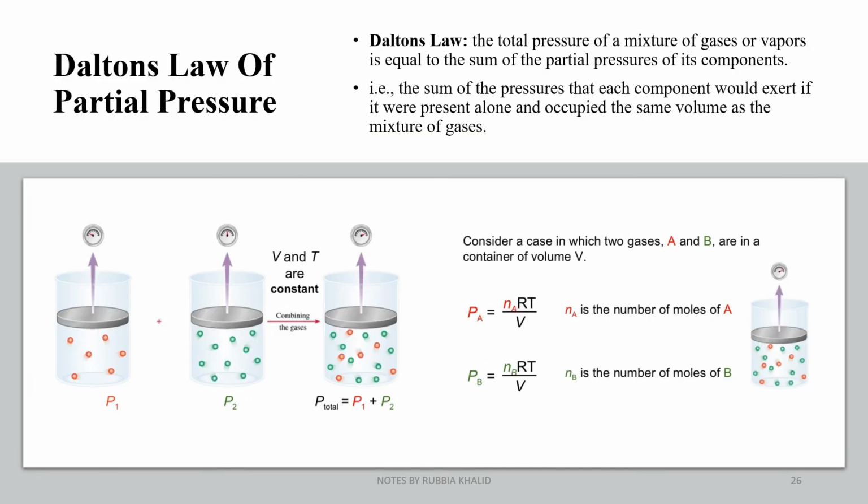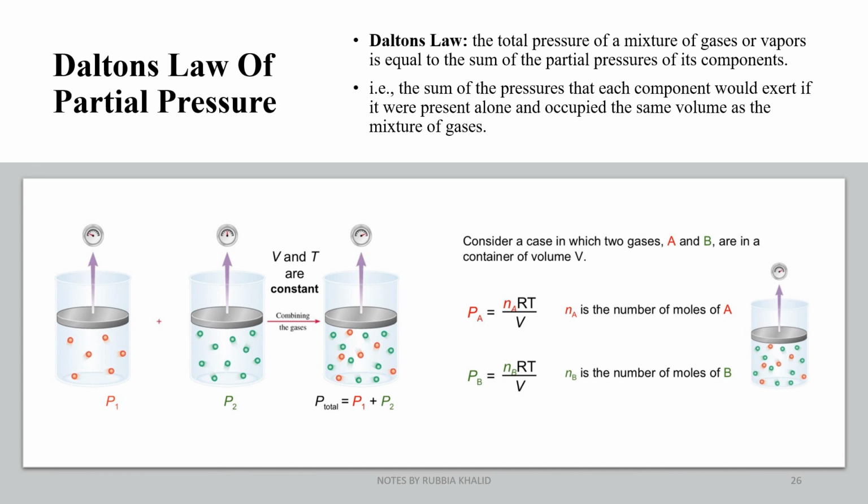Next we have Dalton's law of partial pressure. Dalton's law states that the total pressure of a mixture of gases or vapors is equal to the sum of the partial pressures of its components. That is, the sum of the pressure that each component would exert if it were present alone and occupied the same volume as the mixture of gas.